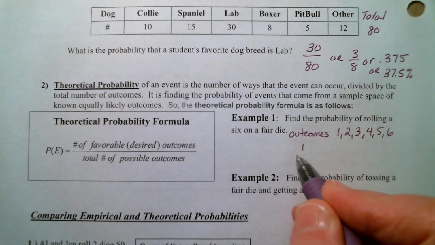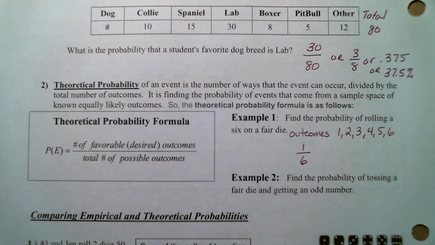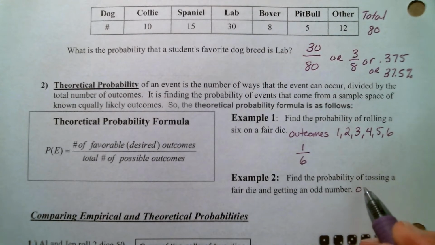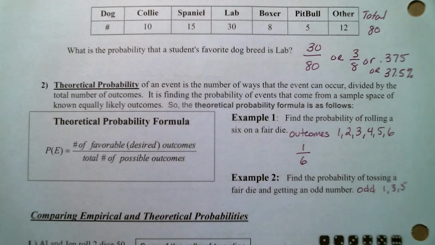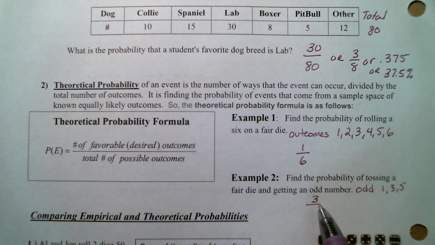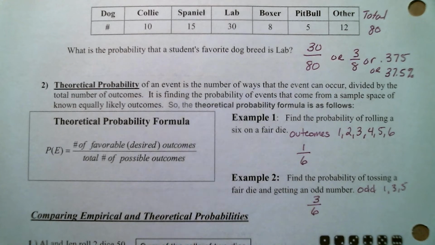And there's only one 6. So the probability of rolling a 6 is 1 out of 6. Find the probability of tossing a fair die and getting an odd number. We've got 1, 3, and 5 are odd numbers. So there are 3 possible odd numbers out of a total of 6 possible outcomes.